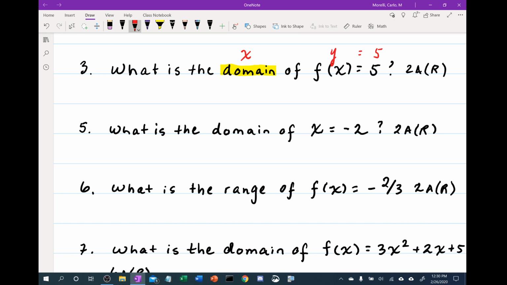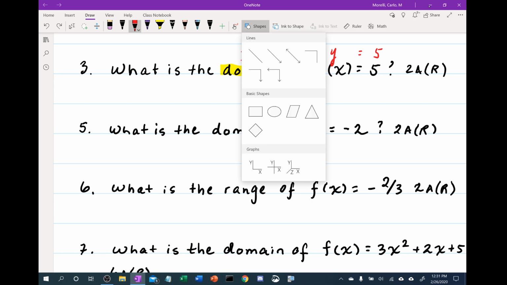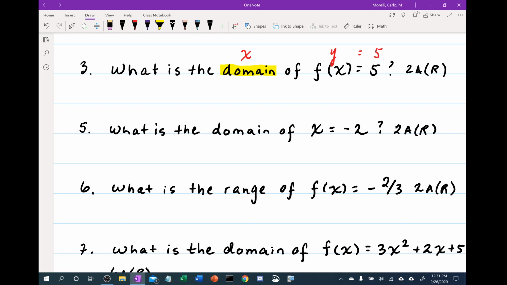It has no angle to it at all. It is as flat as Kansas. There's no x over here, right? It's just a whole number. So that means that it's a straight horizontal line. It is a straight horizontal line passing through 5.